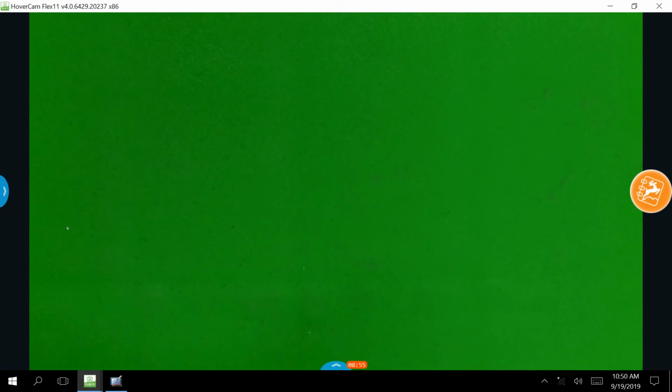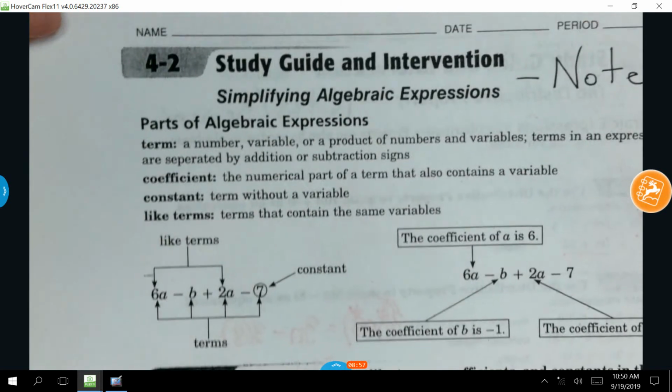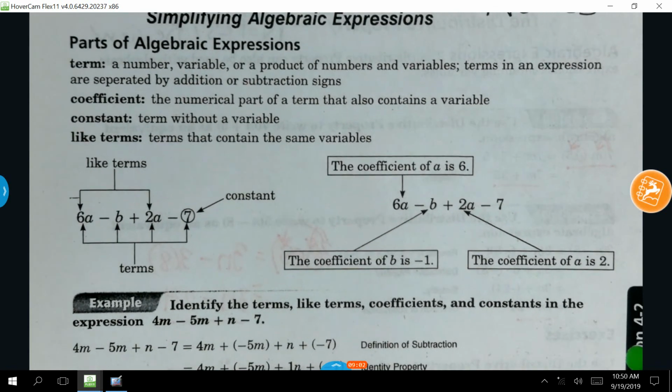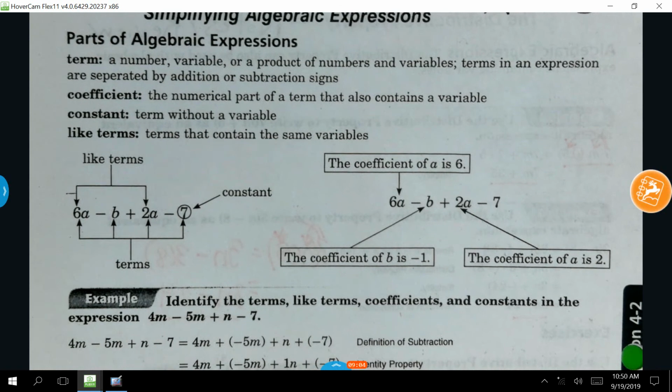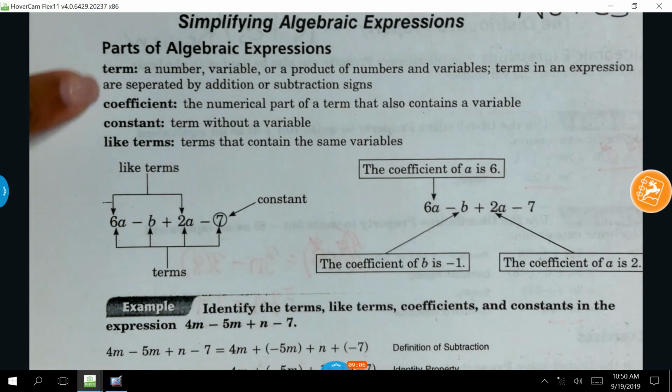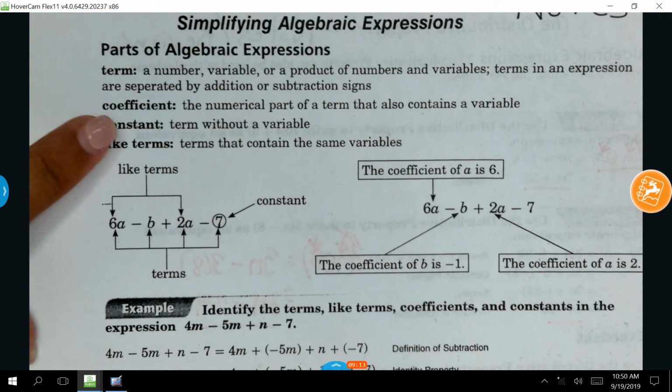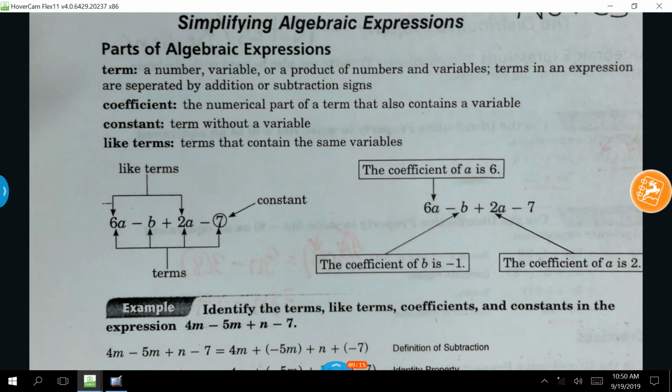Now we've got a few vocab words, which some of them we have already heard, whether we remember them or not. So the first vocab word I have is a term. I've got a coefficient, a constant, and then I have like terms. We're going to be looking at algebraic expressions. Does somebody remember what an algebraic expression is?